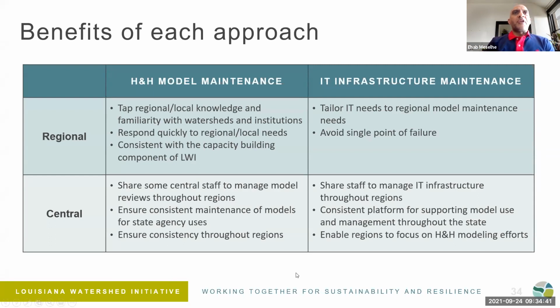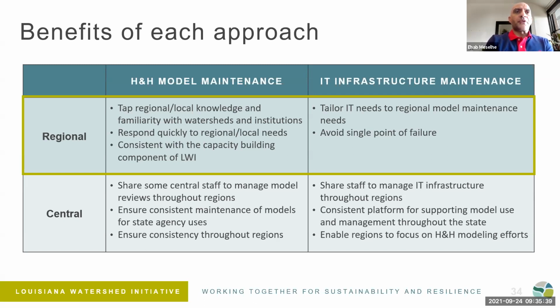Okay. So in this slide here, we will summarize the benefit of each one of the approaches. If you click one time, Sarah, it will highlight the regional option. Yes, there you go. So for the regional approach, we will benefit basically from tapping into the regional and the local knowledge and familiarity with the watersheds and the institutions relevant to that watershed. We will benefit from a quick response to local and regional needs, and it will be consistent with the capacity building component, which is an important component of the initiative in general. And in terms of the IT being at the regional level, it will benefit from tailoring the IT needs to regional model maintenance needs, and it will avoid single point of failure for the entire state, for example.